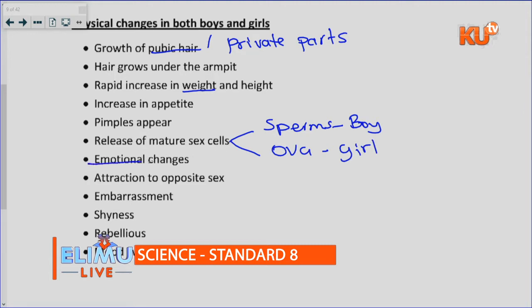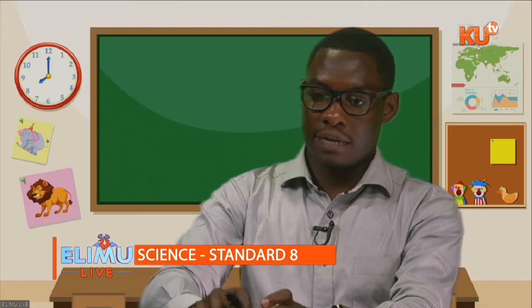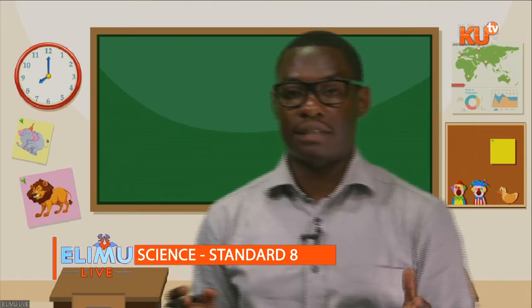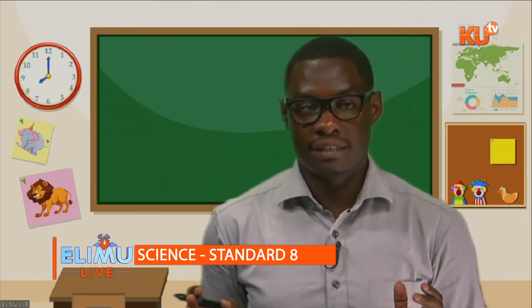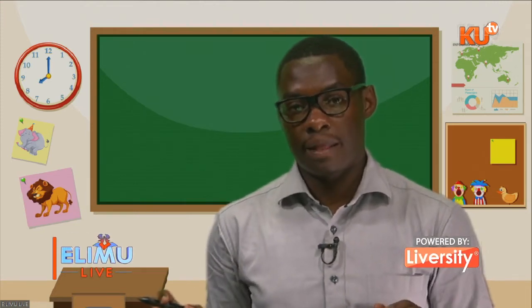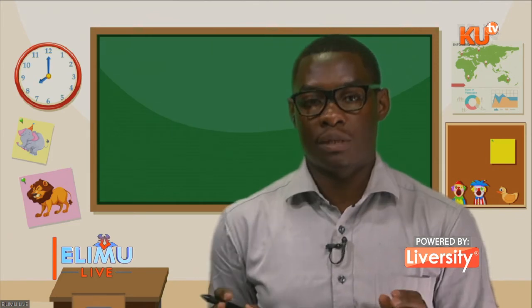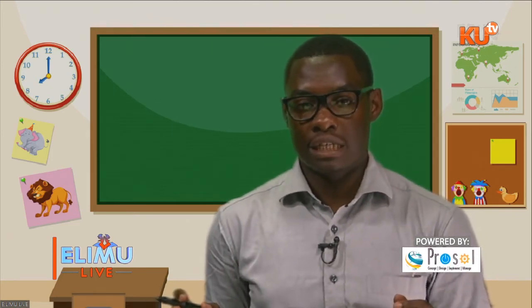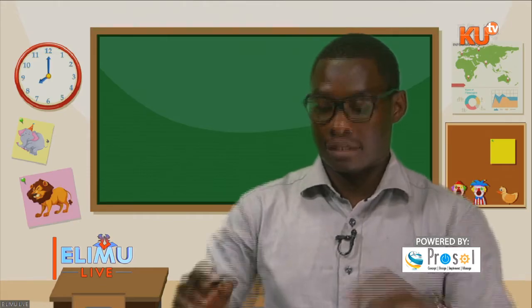Emotional changes, I said, deal with your feelings. So we have one, attraction to the opposite sex. Boys get attracted to girls. Girls get attracted to boys. We have embarrassment. Embarrassment comes in such that when the girl starts to experience their menses, they start to get embarrassed. For the boys, when they start to break their voice, they fear to speak. They become embarrassed when they speak. But there's no need to worry. So you just accept the changes as they come.